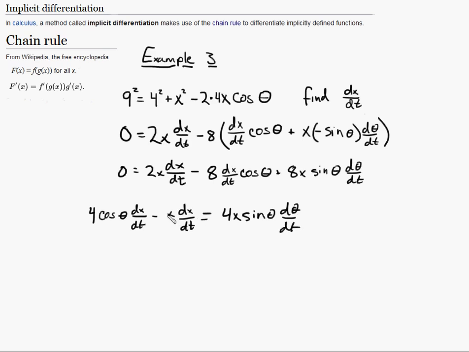Now, if I factor them out, I'll just have 4 cosine theta minus x left over here. So dx/dt, and then I'm going to divide this side by the factor, is equal to 4x sine theta over this stuff, 4 cosine theta minus x, and the d theta/dt.